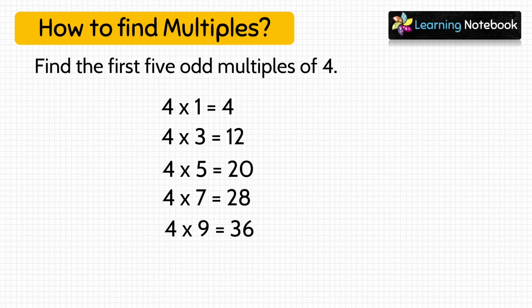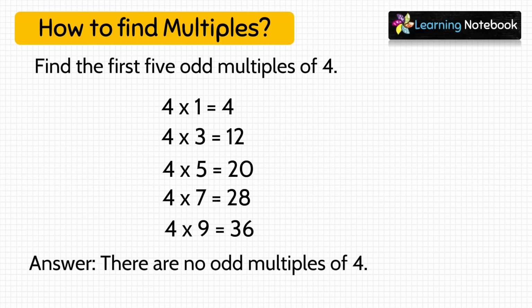So it means if the number is even, then all its multiples are always even. We can never get odd multiples of an even number. So here our answer would be there are no odd multiples of 4. So students, this was all about multiples, properties of multiples and how to find multiples.